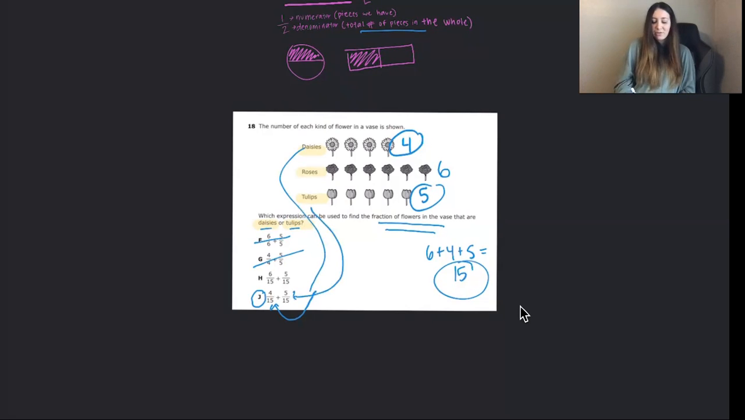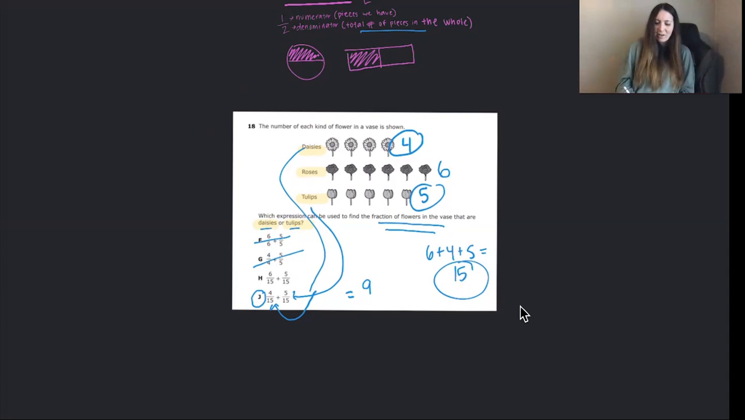So now I have a question for you. What happens if I add those two together? What's my answer? Well, I already know 4 plus 5. That would make 9 total of daisies or tulip flowers. What about the 15? Do I add the 15? No, I don't add 15 plus 15 because that would tell me 15 plus 15 is 30, meaning there's a total of 30 flowers in the vase.